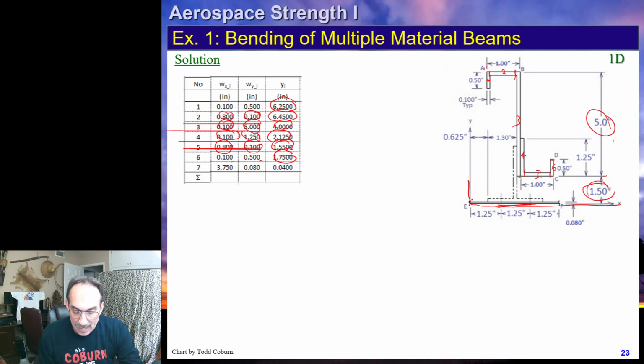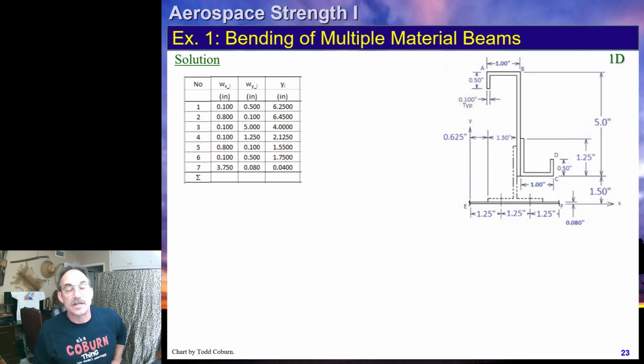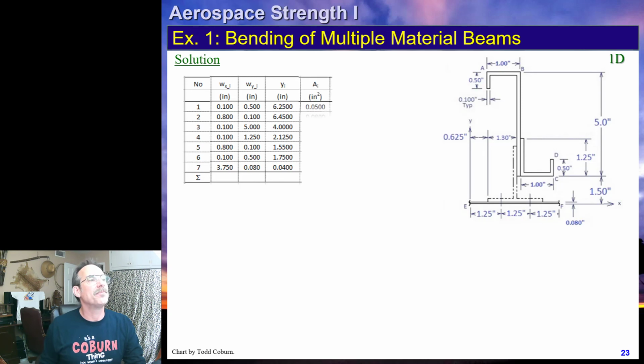And then our last element is the skin, which looks like it's 3.75 inches wide. And from the bottom, it's half of that. It's 0.08 inches tall and half of that height wide. Now we've constructed our table. You'll notice we've identified our elements. Now, if we had bending about two axes, we'd also need an x bar in this table. But since we're only bending about a single axis, we only need the y bar column.